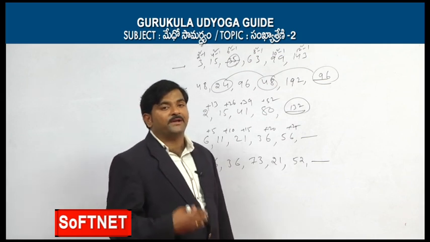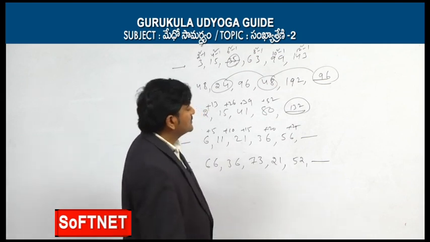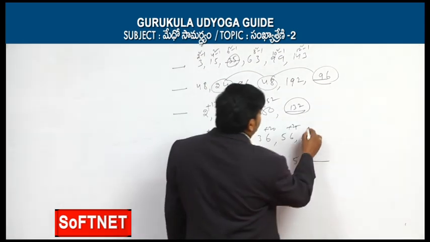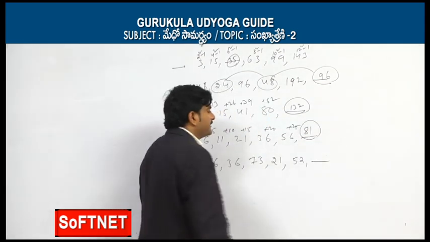56కి 25 యాడ్ చేస్తున్నాను. 56 plus 25. How much I am getting? 81. Hence our required answer is 81.